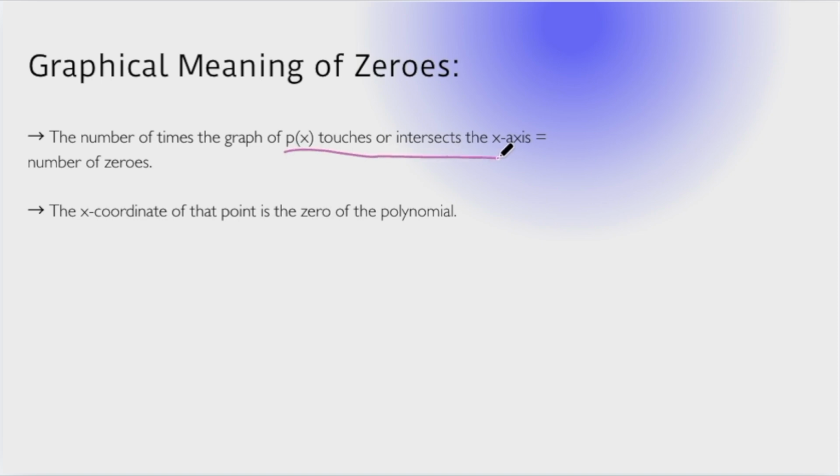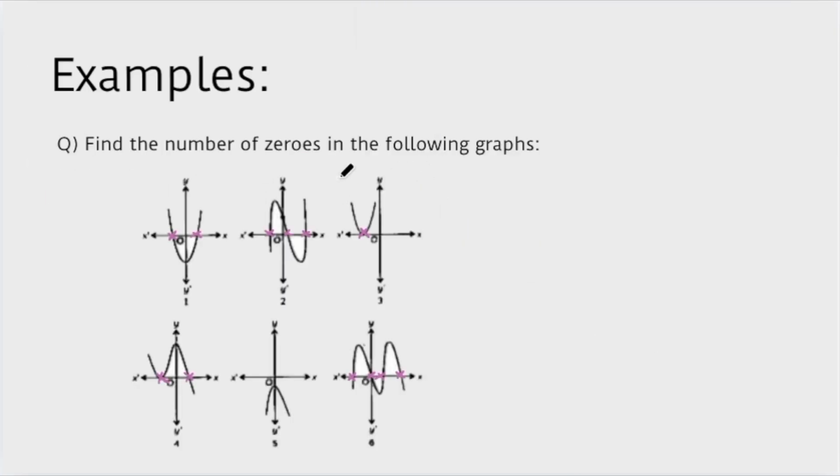Coming to the graphical meaning of zeros, the number of times the graph p of x touches or intersects the x-axis is equal to the number of zeros. The very simple topic of this chapter comes from this, and there are many questions asked in the PYQs. So this is an example question, and they have asked us to find the number of zeros in the following graphs. So it's pretty simple.